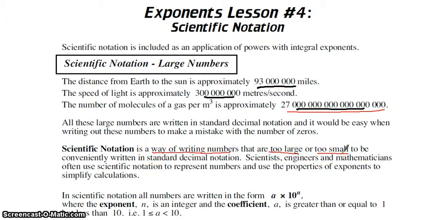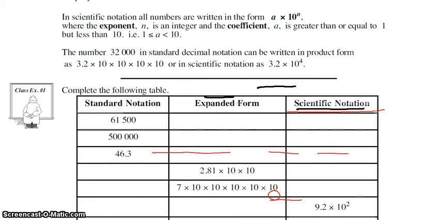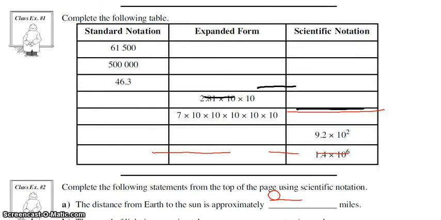So scientific notation is a way to deal with very large or very small numbers. We'll see other examples in a minute. It's in this form: a certain number times 10 to the power of n. If you have a big number, that n will be a positive number. So let's fill in this table as a way to learn it.